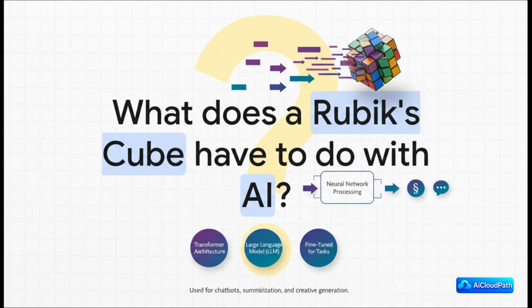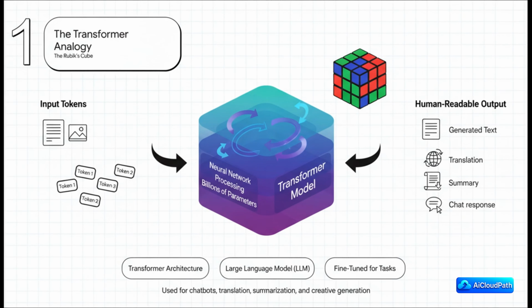All right, so let's kick things off with a bit of a puzzle. What on earth could a Rubik's Cube possibly have to do with artificial intelligence? I know it sounds a little random, but stick with me here, because this little cube is pretty much the key to unlocking how these crazy complex models actually work. And that leads us right into our first section, the transformer analogy.